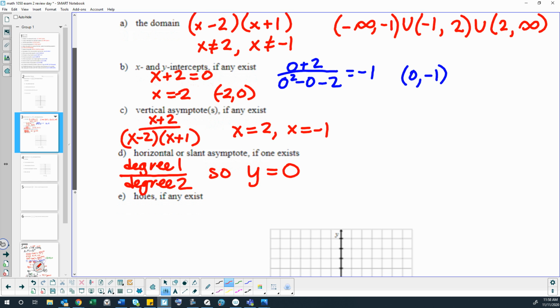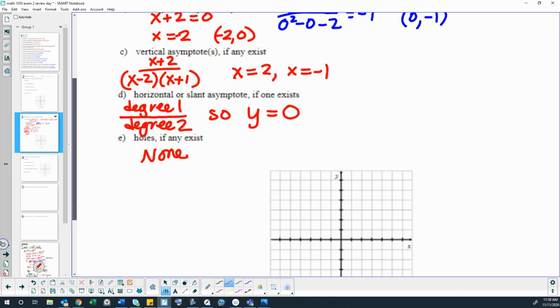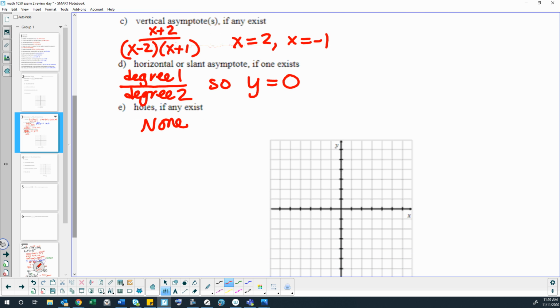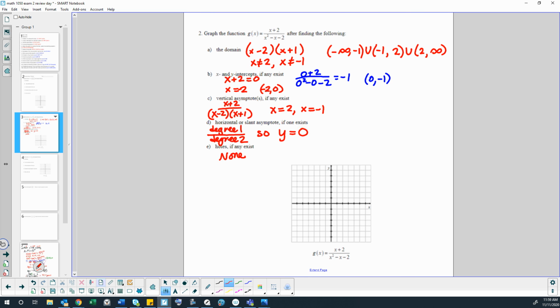Okay, holes. So we talked about what would give us a hole. That would be if something had reduced, but nothing reduced. So there's no holes, right? So now we put everything together and create our graph. I'm going to make my screen a little bigger so I can see everything at once.